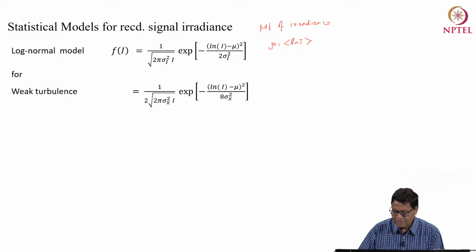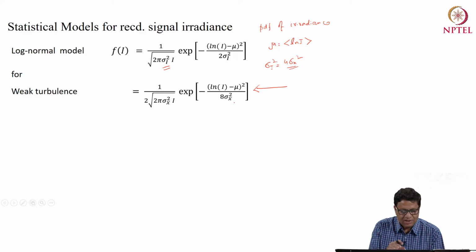This is for weak turbulence, and I can always change this sigma I square if I see the changes in the amplitude and take that variance. So this will be 4 sigma square, and putting this value of sigma I square as 4 sigma square, I can also write it in terms of the variance which is there in the amplitude of the received signal, given by this equation. So this is the log normal model for weak turbulence.